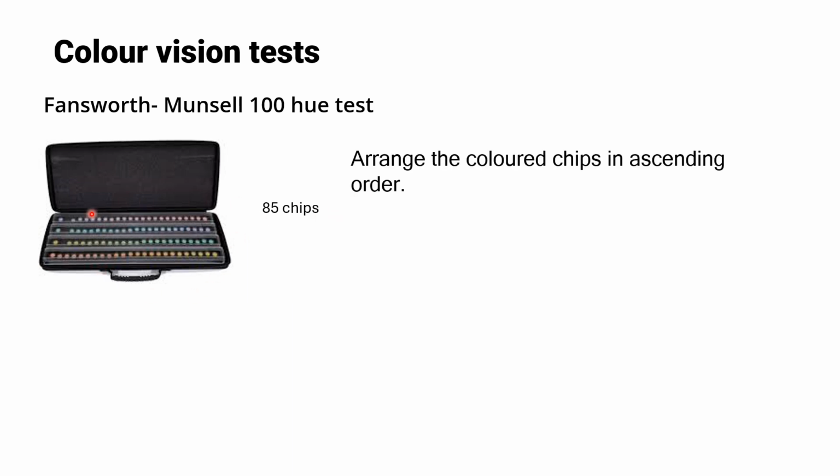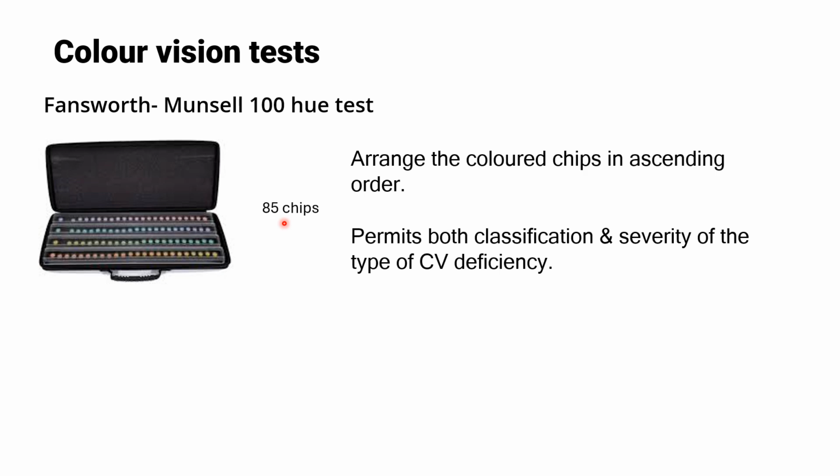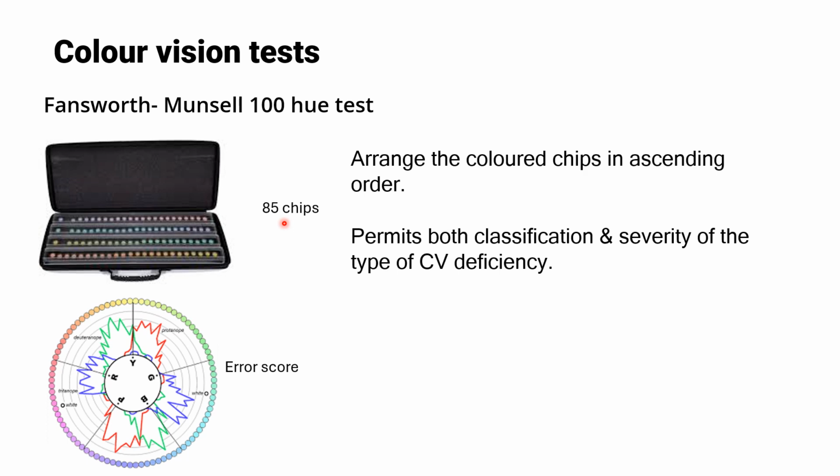Farnsworth-Munsell 100 hue test. This is the gold standard with the highest sensitivity and specificity and can identify all the color deficiencies. Though we call it the 100 hue test, it has only 85 chips arranged in 4 rows. The patient is asked to arrange the colored chips in ascending order of hues, and this permits both classification and severity grading of the color vision deficiency. It's basically an error score. He's asked to do it and then you see how many mistakes he has made.